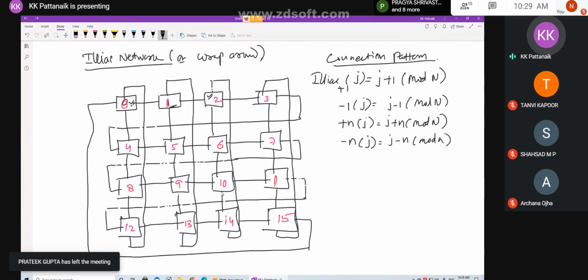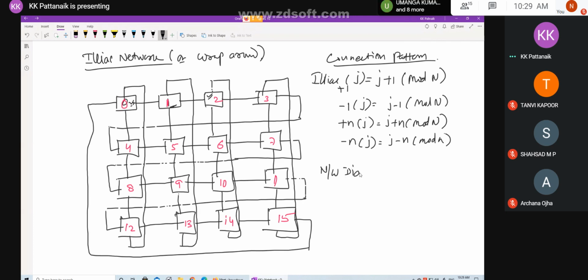So what will the network diameter? 6. Yes. Network diameter is 6. So in the previous case, if it is a 2D network of 4 cross 4, what would have been the diameter?